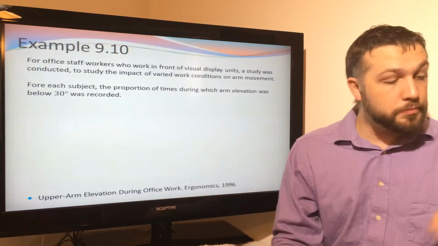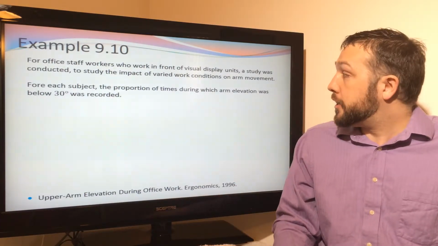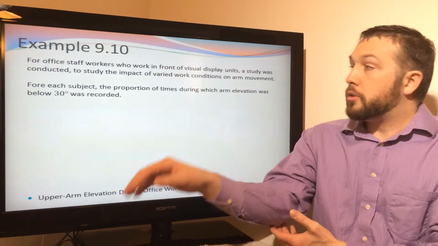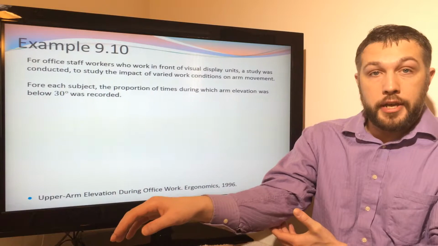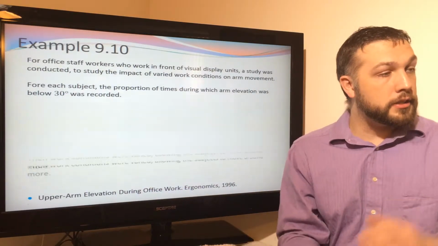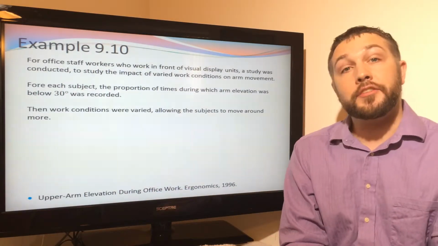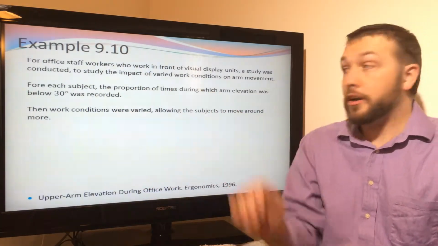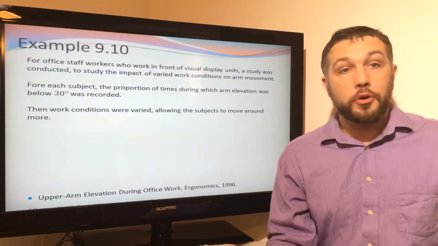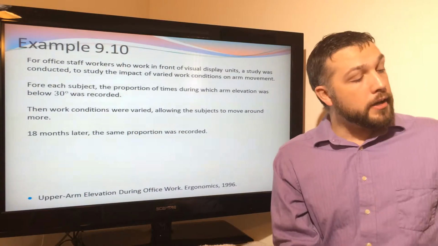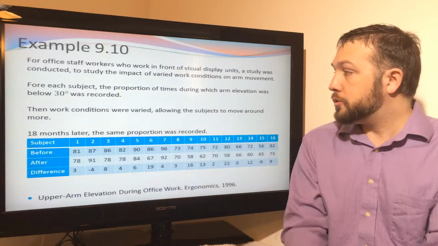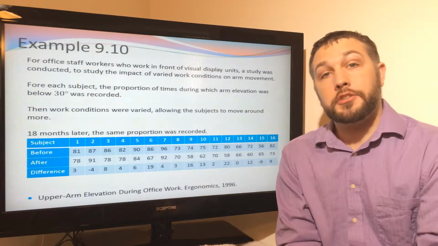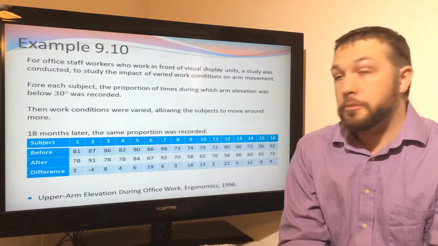So the way this experiment was set up, we're going to look at the data. They look at the arm elevation, and if it's below 30 degrees, then the worker is sort of inactive, and we want to try to get their arms moving around a little bit more. So 30 degrees will be the cutoff, and now we're going to look at the proportion of time that workers had their arms raised to a certain degree angle. Before and after work conditions were varied, they had an 18-month window in between.